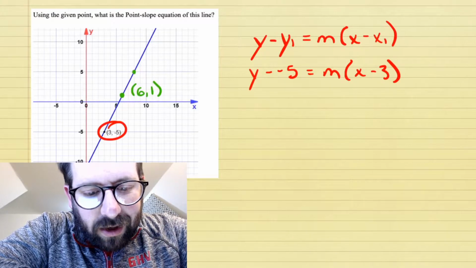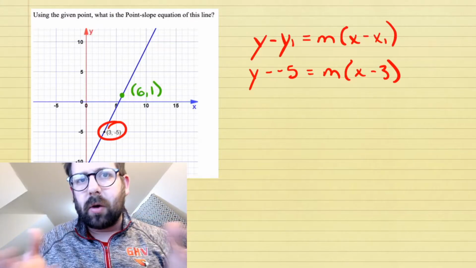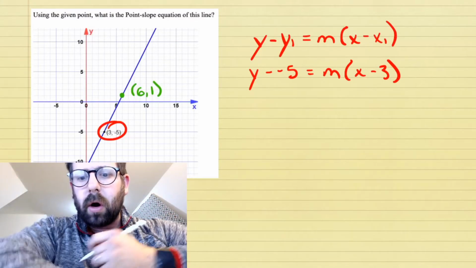Like this was a nice dot. I could have picked that one instead. It would just have a different number. But it'll get you to the same equation in the long run. That's the crazy part. They all work.